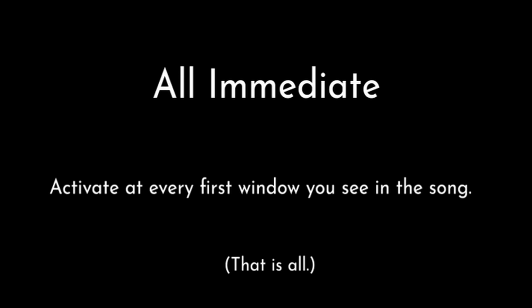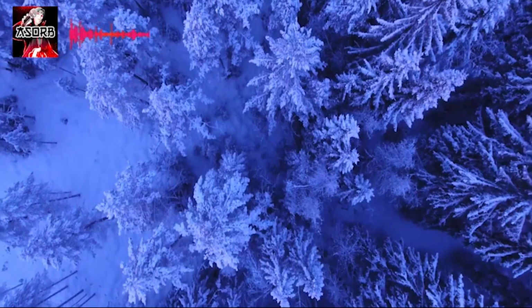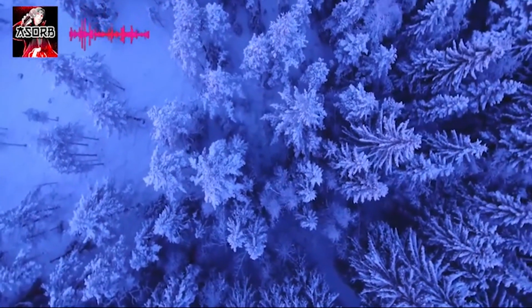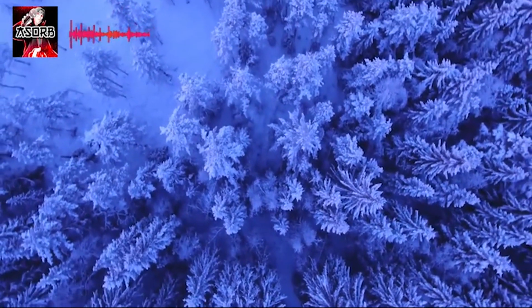Lastly, there is AI, which is the easiest one. It quite literally stands for all immediate, which kinda explains itself. You will just activate the first window you see every time throughout the song. Simple as that. Now that you know where to activate and what each of the numbers and letters in each activation mean, we can move on to the mini section covering the importance of activating early.